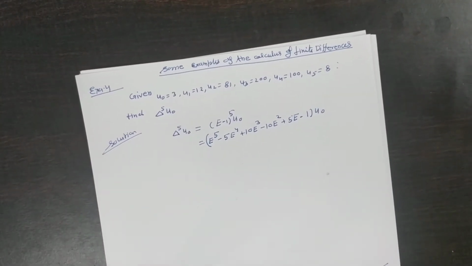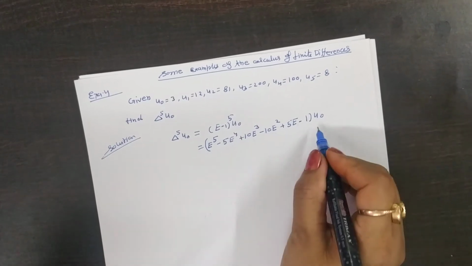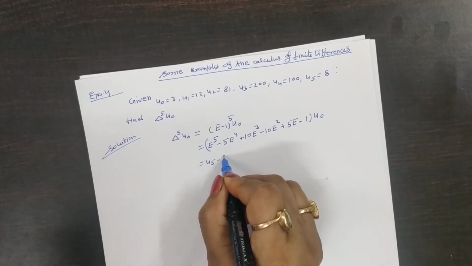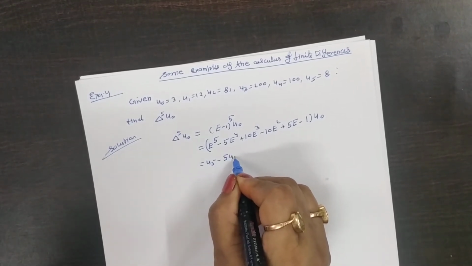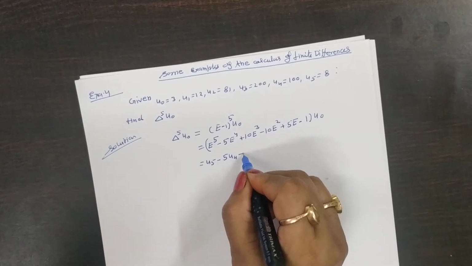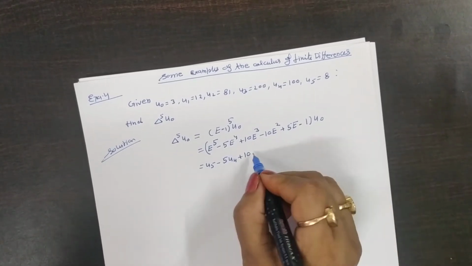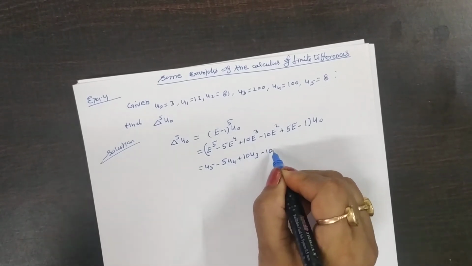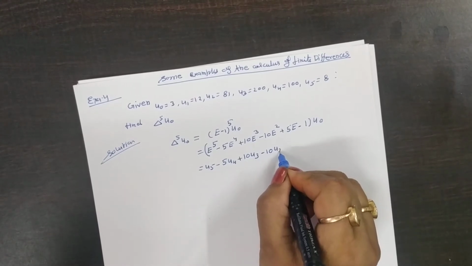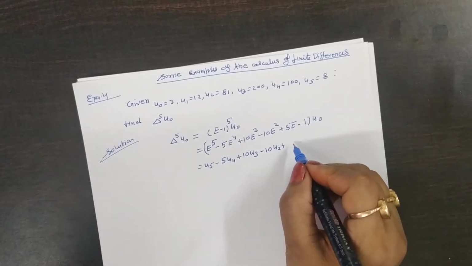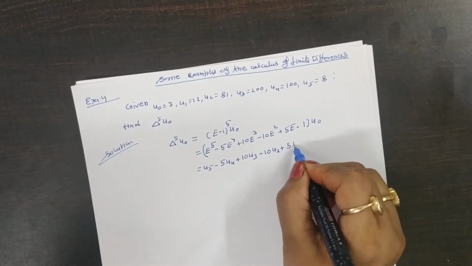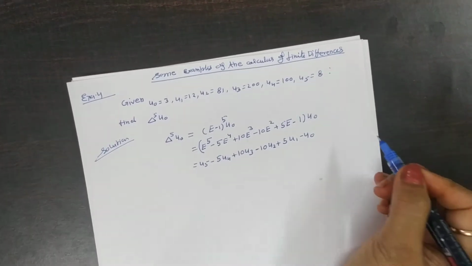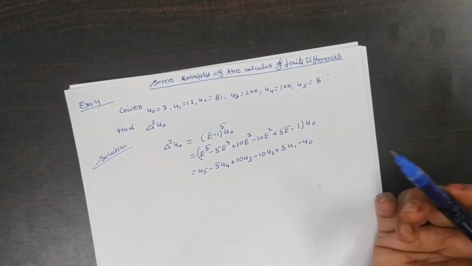Okay, so you can get E^5 u0, this is equal to u5, minus 5u4, plus 10 E^3 u0, this is u3, minus 10u2, plus 5u1, E operating on u0, minus u0. Yes, clear? Now substituting these values, you get the result.